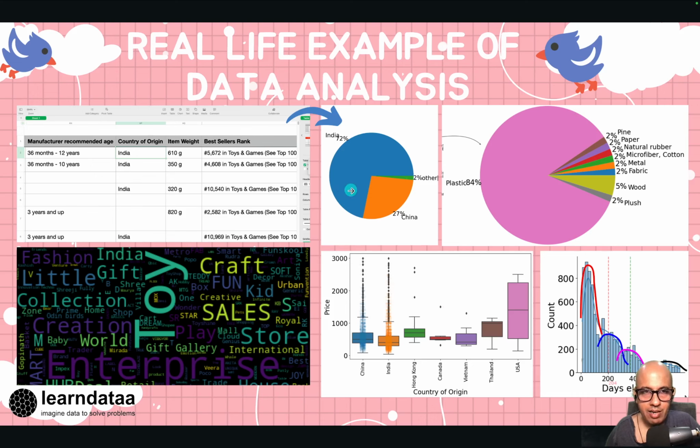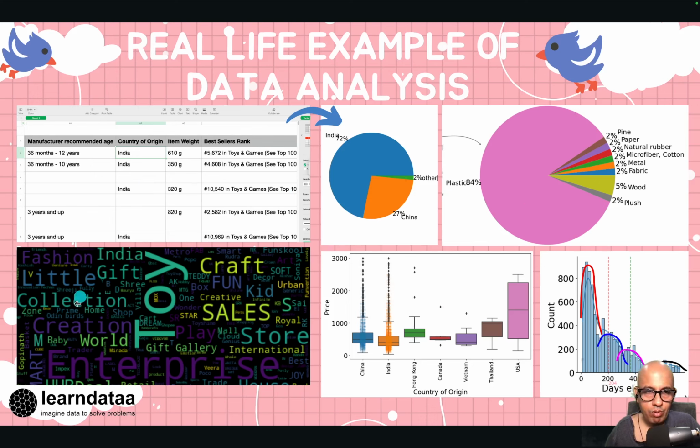For example, this data set was for toys, and we see that in that data set 72% of the toys had the country of origin as India. Then we dig deeper into the materials, and we see that 84% of the toys that were sold in that data set are made from plastic.